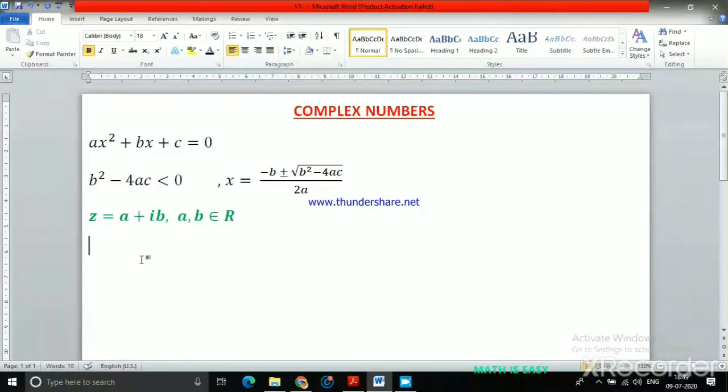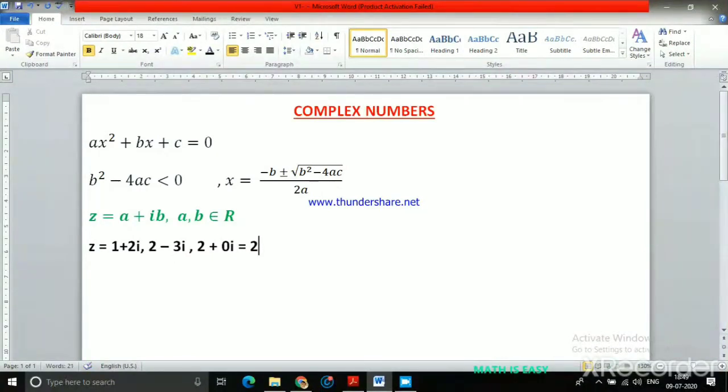Let me give some examples of a complex number. If you have z equals to 1 plus 2i, this is one example of a complex number. Or maybe I can have 2 minus 3i, this is another example of a complex number. Or I can have something like 2 plus 0i. 0i is nothing but 0 only, so it is the same as 2 only, just the number 2.